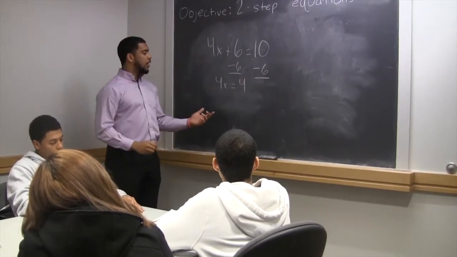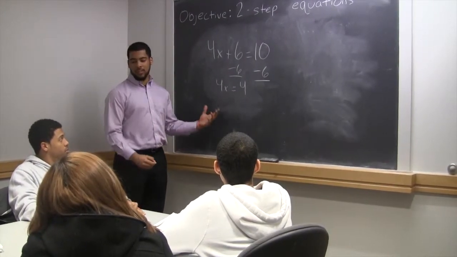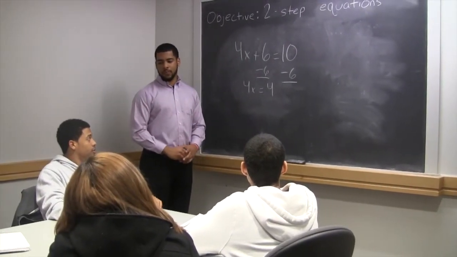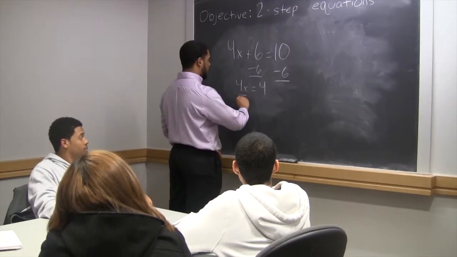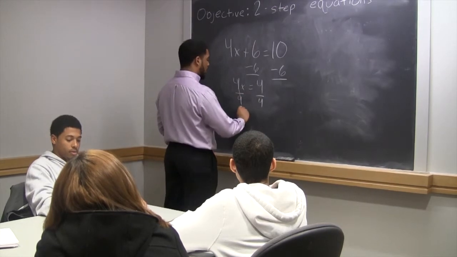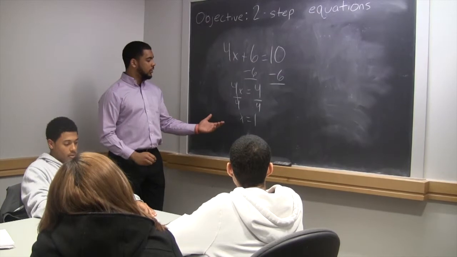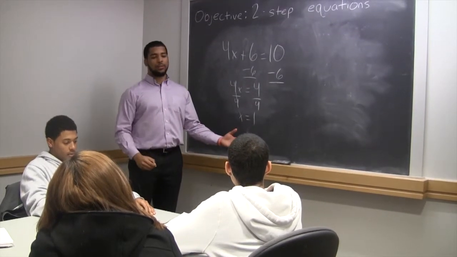So now we have to take our second and final step. John, how would we get x by itself? Divide both sides by 4. Right, divide both sides by 4. So now you do your math. So we have x is equal to 1. And now you solve your equation because you have x by itself equal to a number.